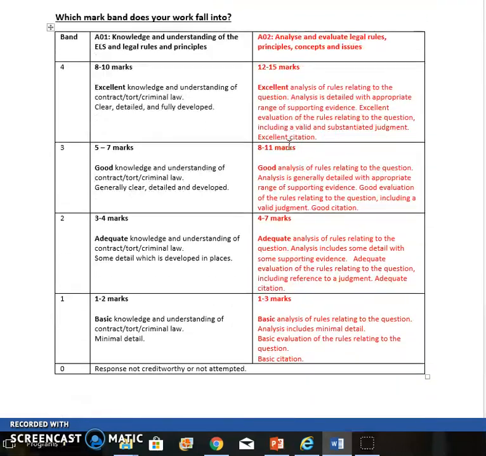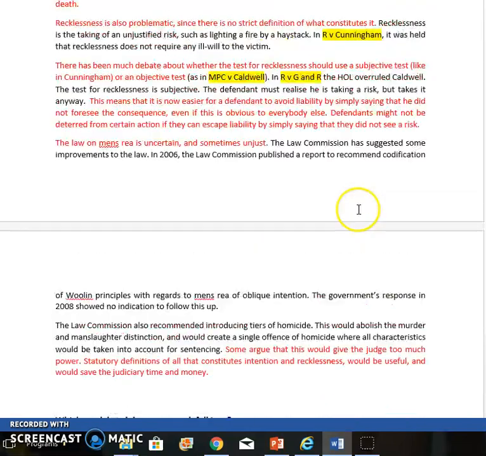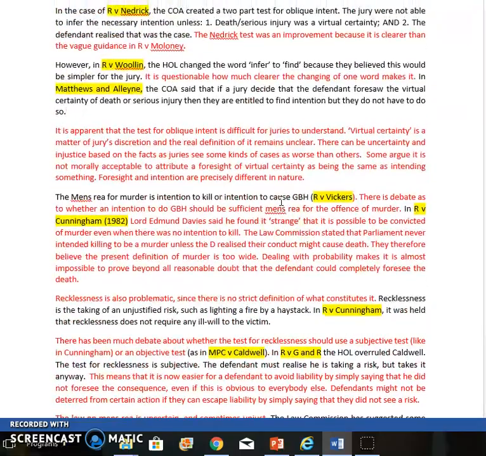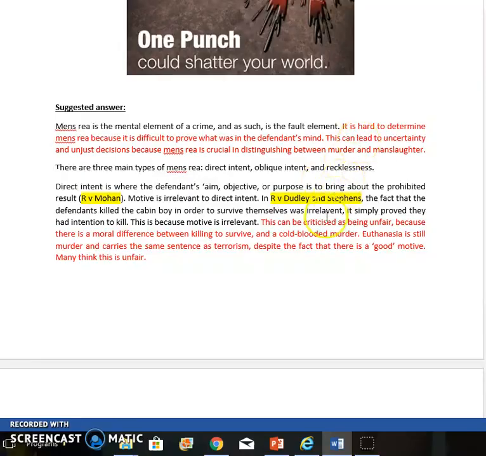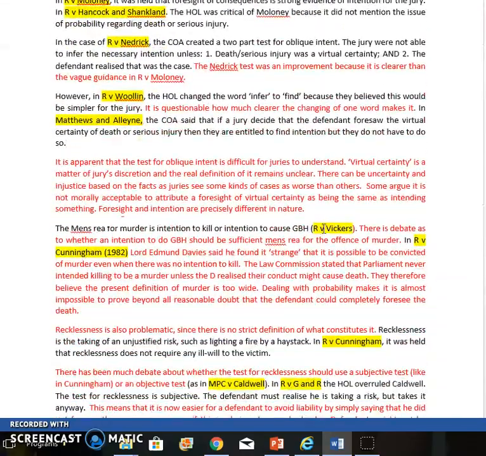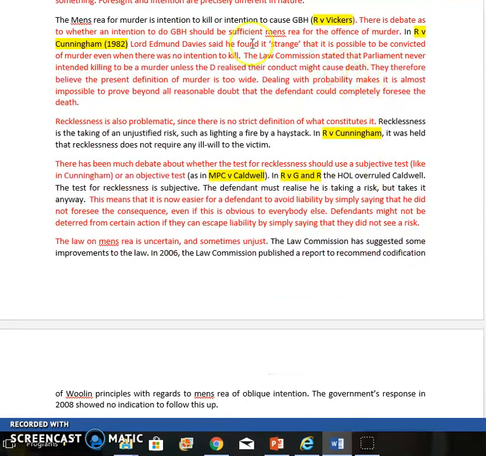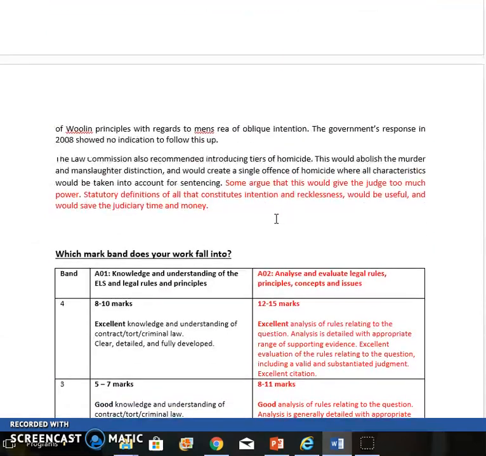I've included the mark scheme, which we're familiar with at the bottom, AO1 bands and your AO2 bands. Remember, the examiner will score you in each band, and they will add your AO1 to your AO2 to give you your overall mark. So you want to have your cases in, and you want to have your evaluation in. And you can see that I have got all of my key cases, all of my rules, all of my definitions in there, but I've also got some evaluation in there for the AO2 marks.